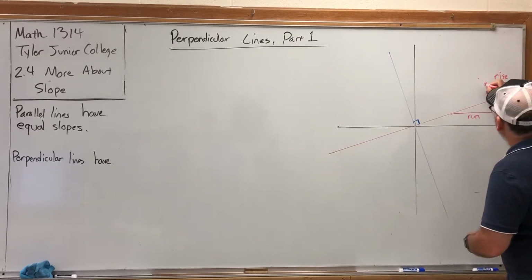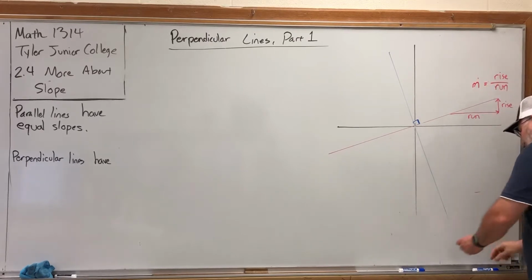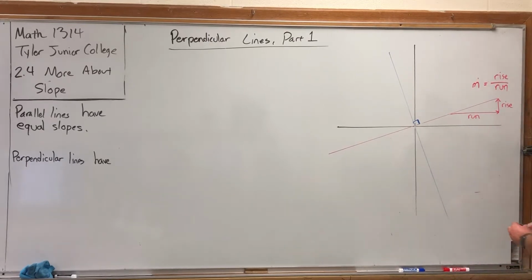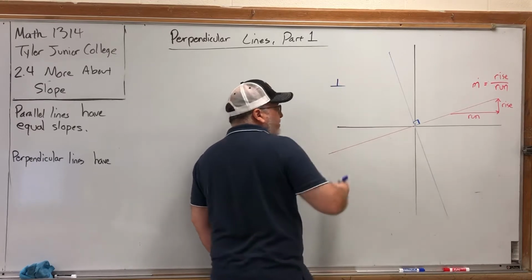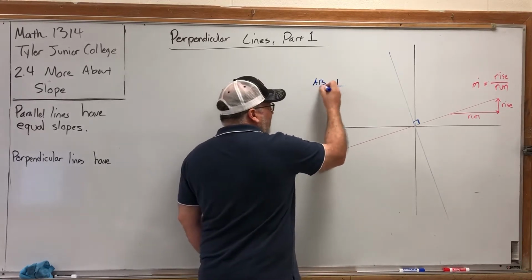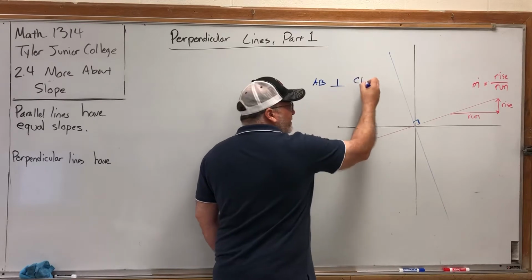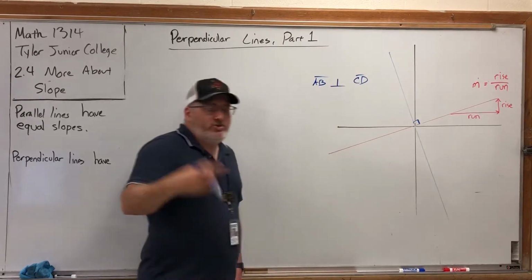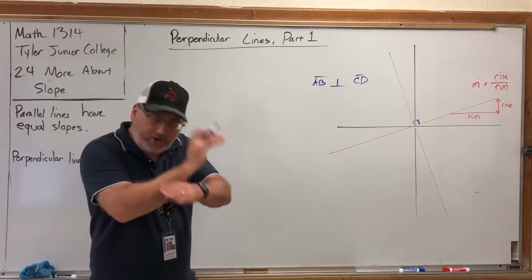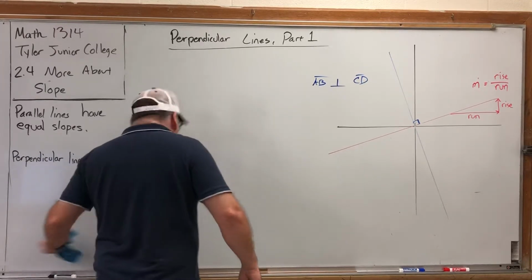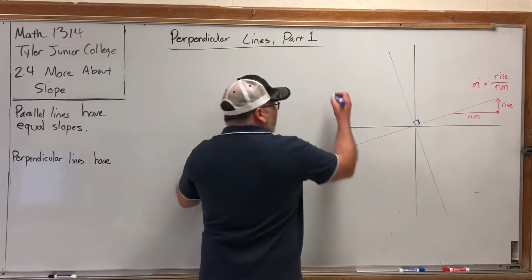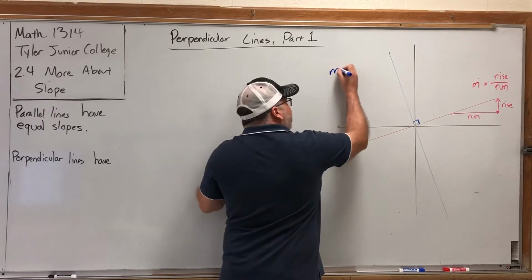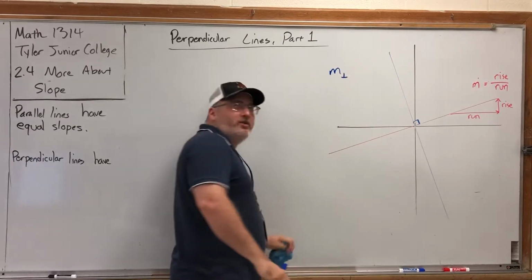So my question is, what is the relationship between this slope and the perpendicular slope? Now, the symbol for perpendicular looks like an upside down capital T. So for example, if we said AB upside down capital T CD, we're saying that there are two line segments that are perpendicular to each other. So since that's the symbol for perpendicular, I'm going to write the symbol for perpendicular slope as m subscripted with the perpendicular symbol.